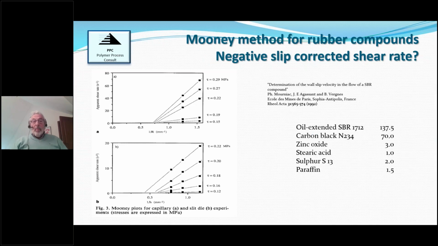Unfortunately, when people have tried to use the Mooney method on rubber compound, they found in the graph that the no slip shear rate becomes negative. That, of course, is complete technical nonsense, and many compounds have been found like that. So some correction, some additional work was necessary.